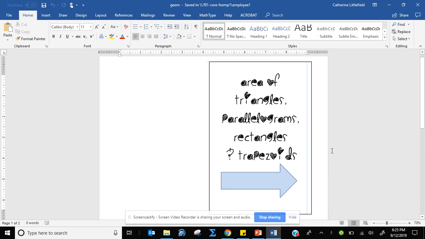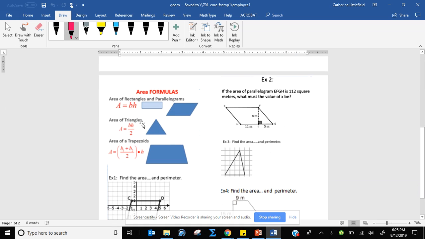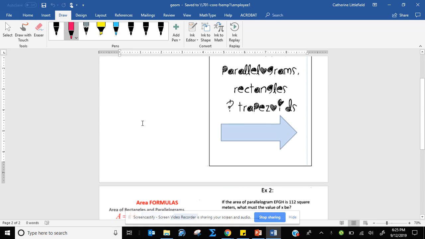Hello, ladies and gentlemen. Today's video is going to look a little different because I'm in Word and I'll be drawing with you. So this is the front of your foldable for area of triangles, parallelograms, rectangles, and trapezoids. And we're even going to talk a little more about perimeter too within these problems. And all this stuff should be review for you.